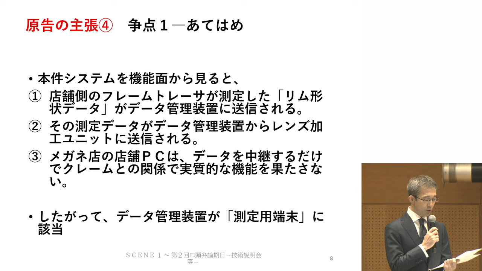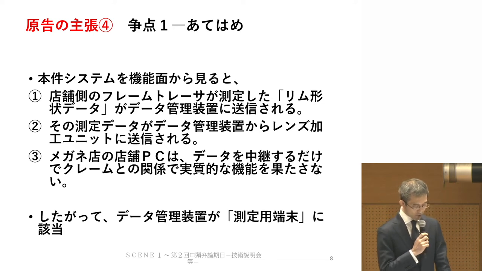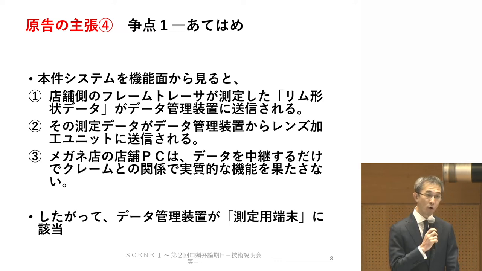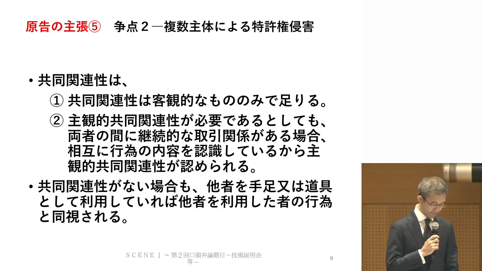The shop PC just reads the data and doesn't perform any substantial function in relationship to the scope of claims. Therefore, the data management device can be evaluated as the measurement terminal of the frame measurement unit. Since, in cooperation with the shop PC, the data management device calculates the limb circumferential length based on the data obtained through the measurement by the frame tracer and transmits the data to the factory PC, it constitutes the lens edging unit. Therefore, the system should be interpreted as satisfying elements B2 and C3.